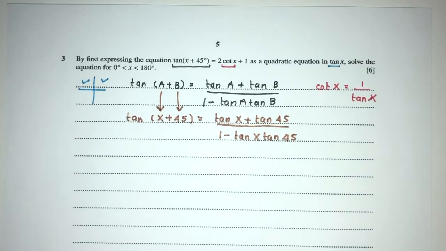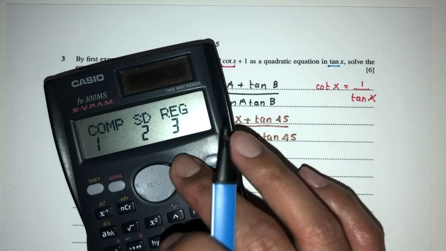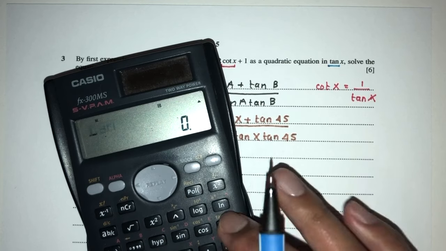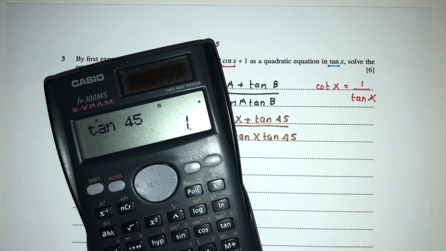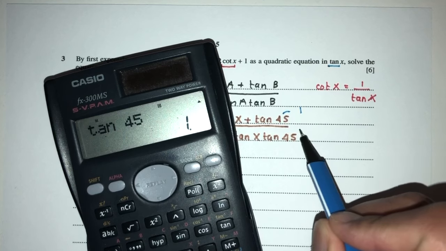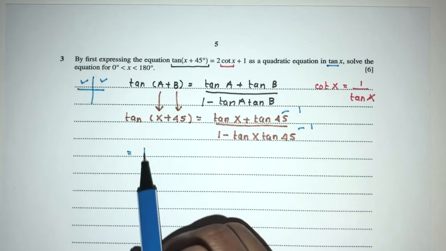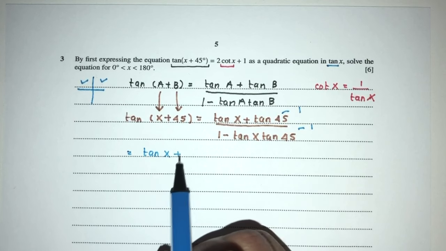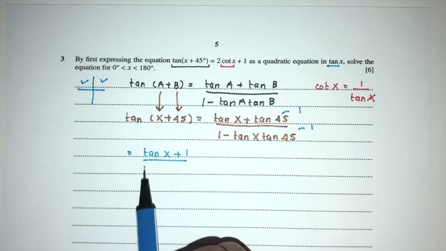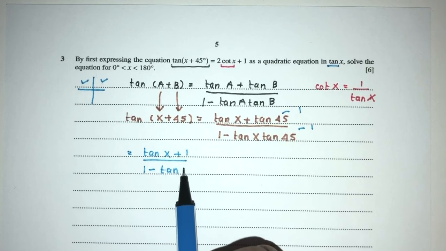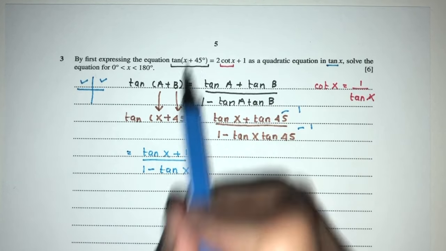Okay, so now let's see how we can simplify this some more. Something we do see is that we have tan of 45. Let's see what that value is. Tan of 45, that is 1. So that is good news. We can just simplify this, so this will give you tan x plus 1 over the value of 1 minus tan x. Right, so this side becomes this.